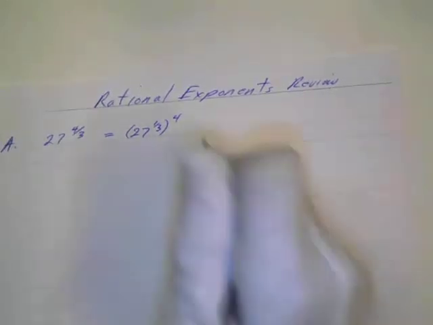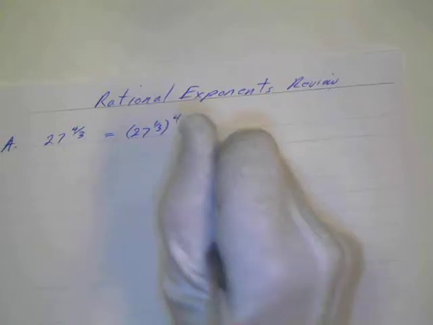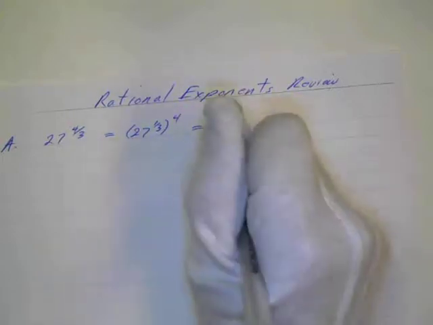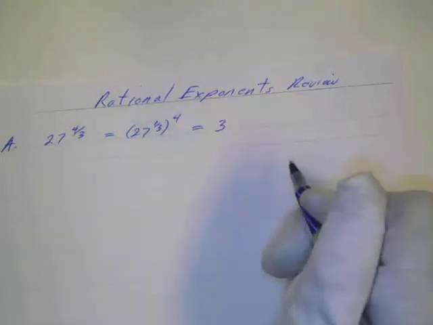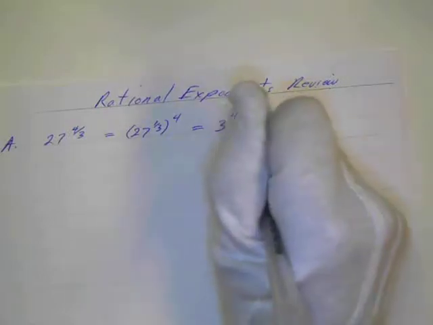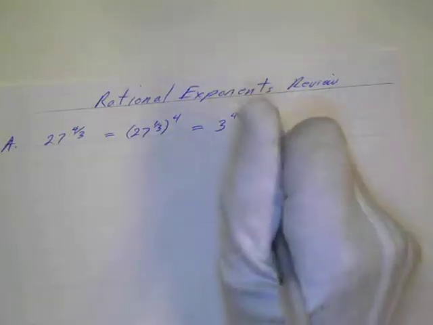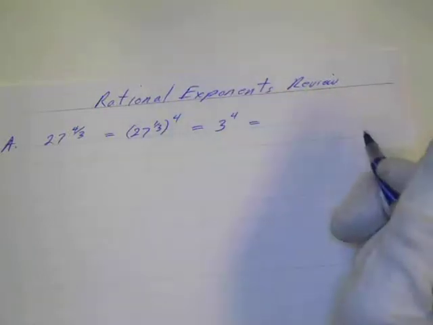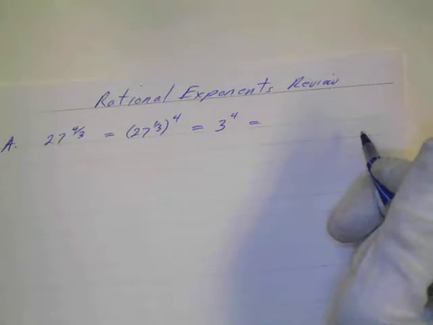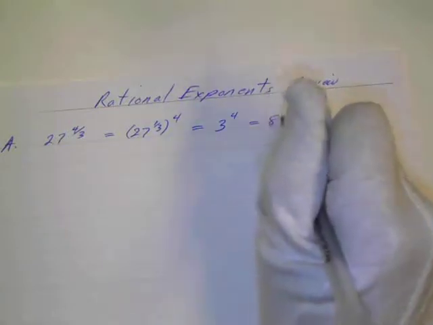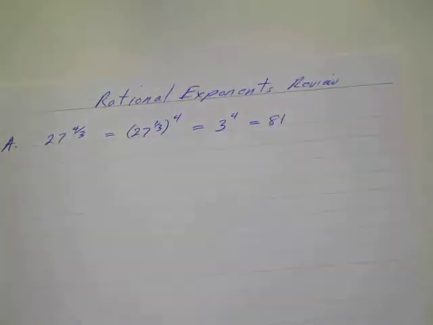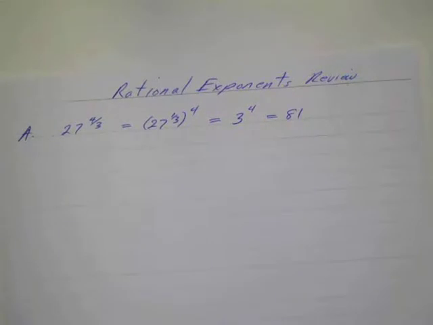Remember, the 1/3 power is the cube root. And what's the cube root of 27? That's going to be 3, because 3 times 3 is 9, times 3 is 27. So it's going to be 3 to the 4th, and now I can raise 3 to the 4th power. 3 times 3 is 9, times 3 is 27, times 3 is 81, so it's going to be 81. I always tell my students root first, power second.